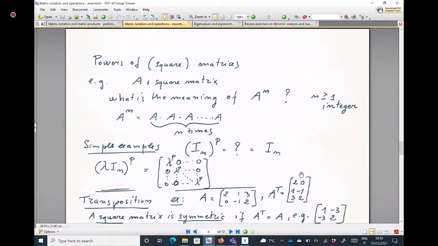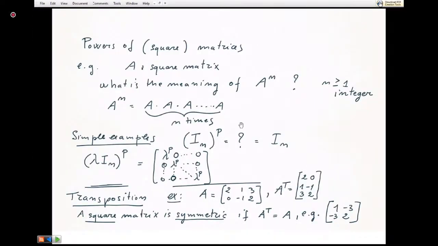Next, there are some other very useful computations. What is the power P, where P is an integer, 2, 3, 4, 200, of the identity matrix? It's like raising the number 1 to the power of n. The result is again 1. So you can try to compute the power 2, for instance, of an identity matrix. The result will be again an identity matrix, of course.